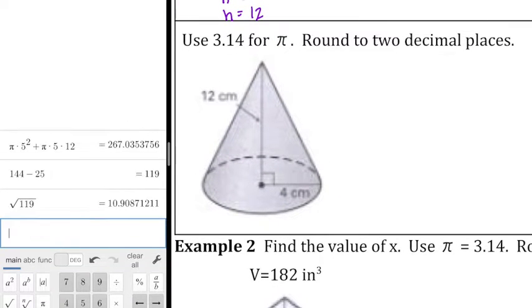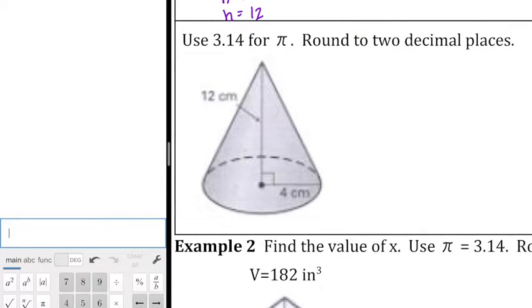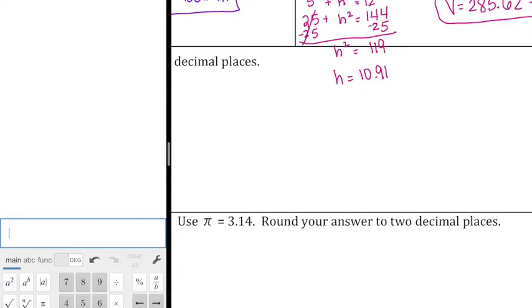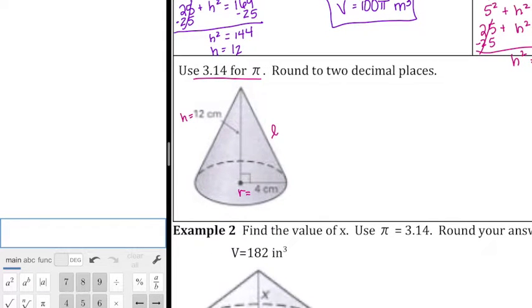All right, on this one we're doing the same thing, but we're going to use 3.14 for pi and then round to 2 decimal places. Looking at what we're given this time, this 4 is going to be my radius, 12 is going to be the height, so the thing I don't have here is my lateral slant height. Let me scoot this up out of the way. Before I can even find my surface area, I have to have that slant height. So let's do that first.